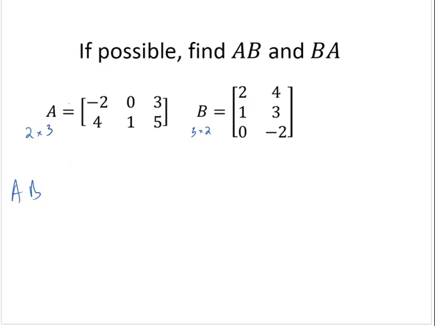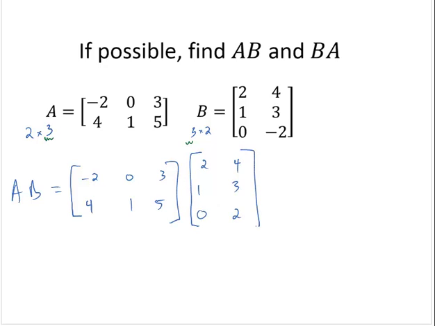Because remember, when we're multiplying, we focus on the inner dimensions. And the inner dimensions have to be the same. So A times B, multiplying negative 2, 0, 3, 4, 1, 5 by 2, 4, 1, 3, 0, 2 is possible. And in fact, the product would be a 2x2 matrix.